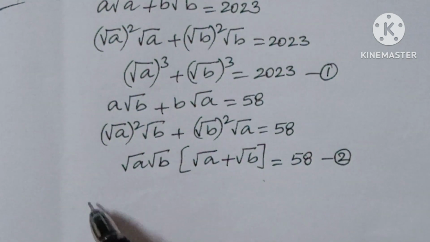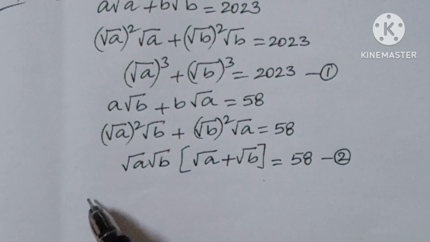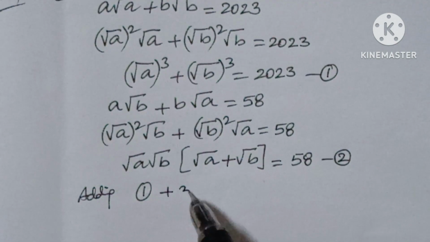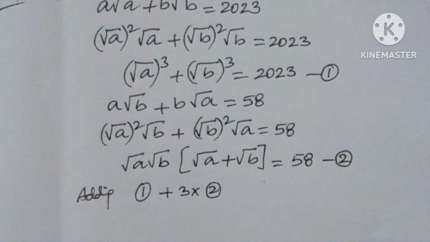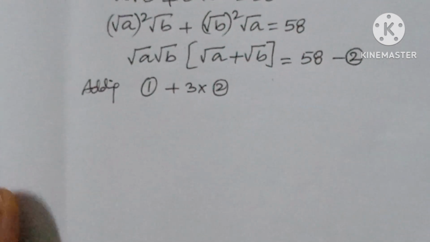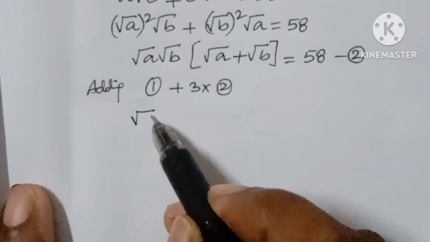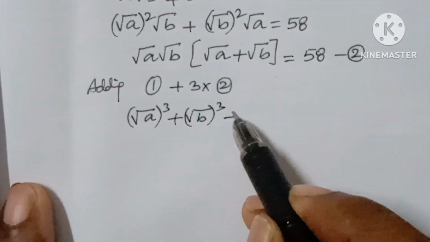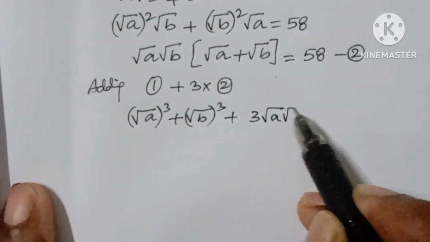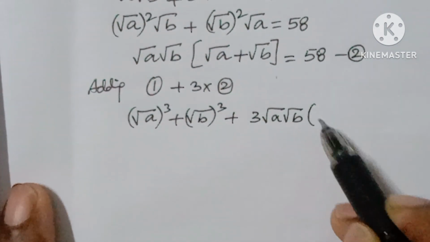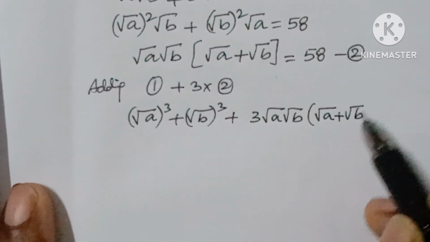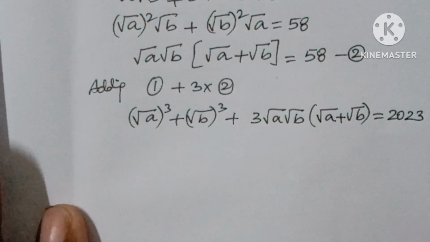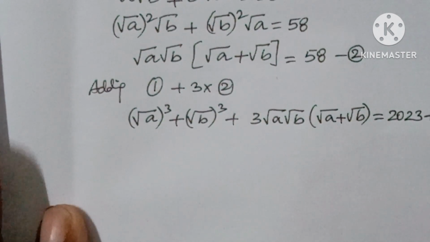Now here, adding equation 1 plus 3 times the second equation. So here the first one is (√a)³ + (√b)³ plus 3 times the second equation, 3 times √a√b times (√a + √b), equals 2023 plus 3 times 58.